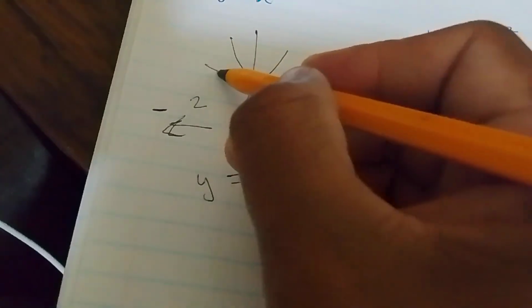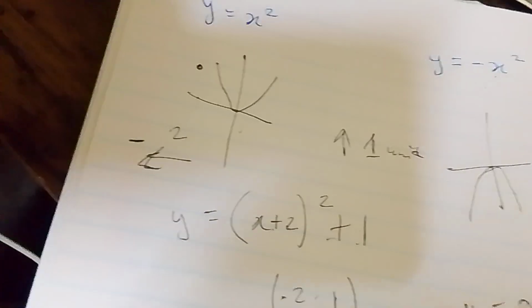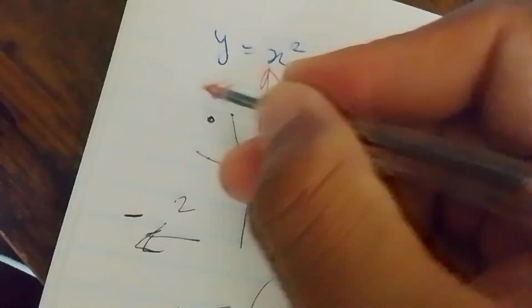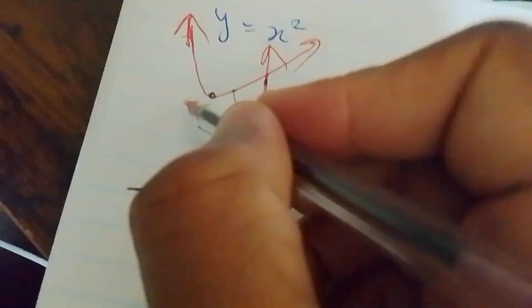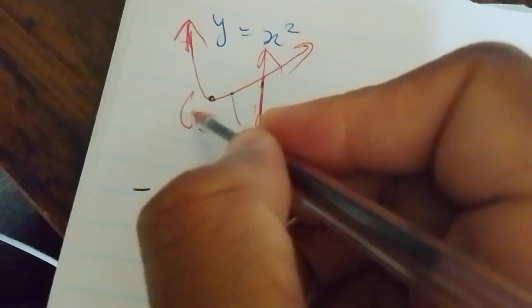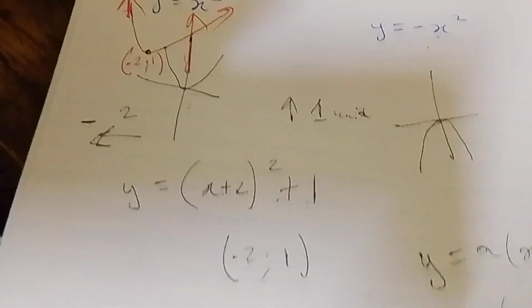So now it will be somewhere around here. Let me use red and extend a little bit. So this one will be somewhere around here. Apologies for the diagram. The turning point is negative 2 and 1. So this is how we shift the original graphs.